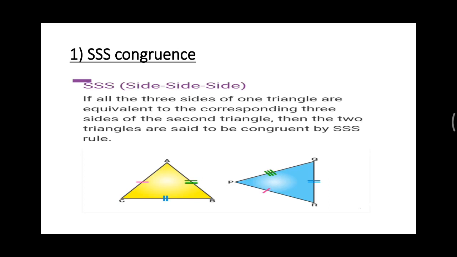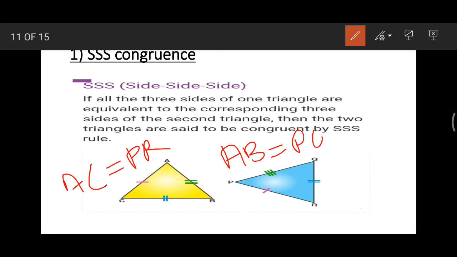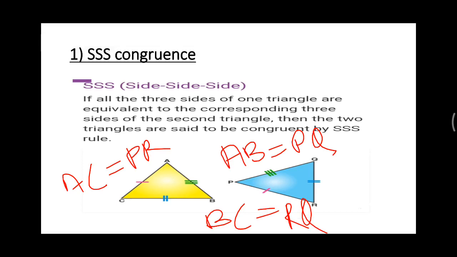Here you can see two triangles are given. AC is equal to PR, and AB is equal to PQ is given, and the third one BC equal to RQ is given. So here you can see these two triangles have the three same sides. That's why these triangles are congruent by SSS congruency.